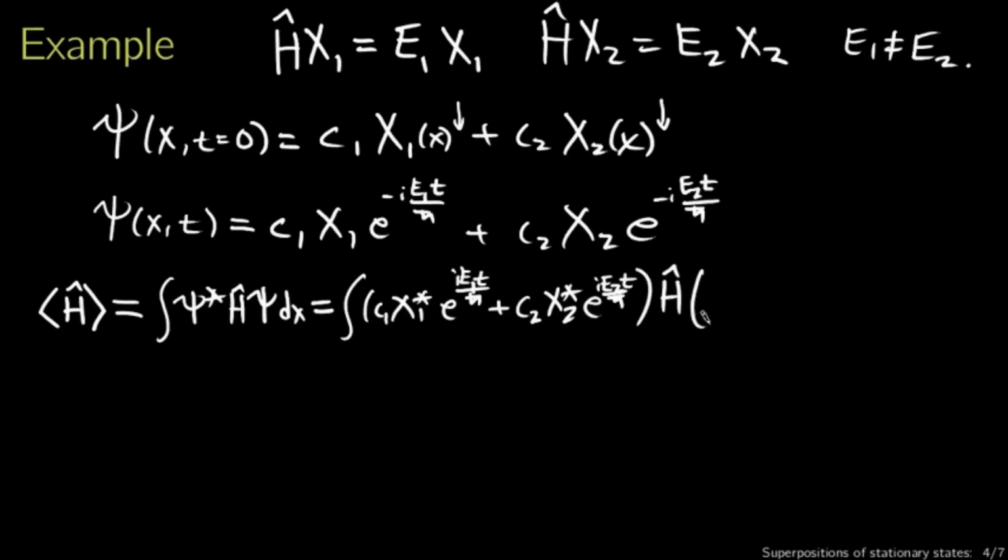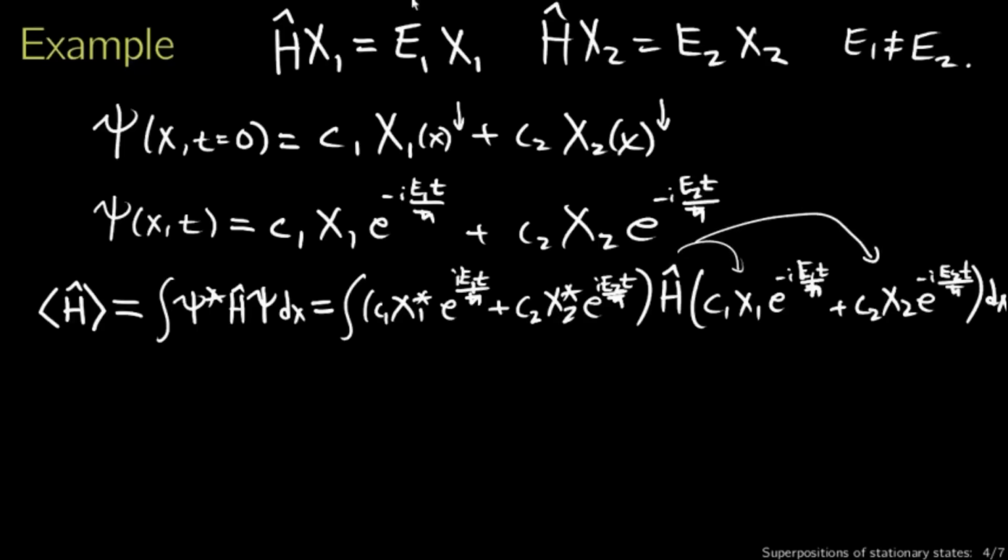Then your operator, and then just psi itself. So c1 x1 e to the minus i e1 t over h bar, plus c2 x2 e to the minus i e2 t over h bar. This is all integrated dx. Now, I know what the Hamiltonian does to these time dependence parts: nothing. And I know what the Hamiltonian does to these spatial parts, since, by construction, they're solutions to the time-independent Schrodinger equation.